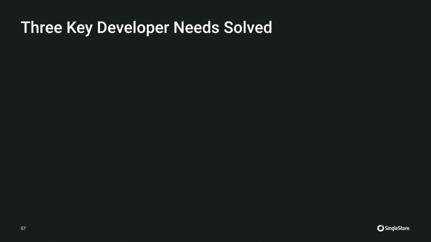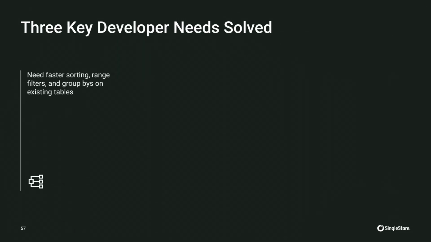So the first one, suppose you've got a table, you've got your sort key set, you've got your shard key set, it's all working, and you realize your range filter is not as fast as you want it to be. Your order by limit is not as fast as you want it to be. You want to group by another column. What do you do? Well, today you have to create another table. You don't have good options, but with projections, you do. Now you can have secondary sort and shard keys on existing tables.